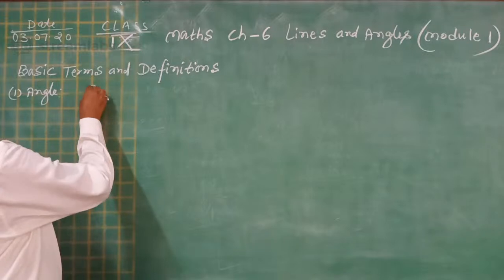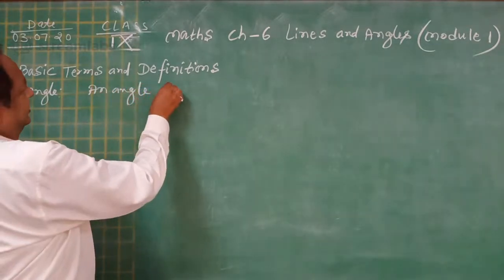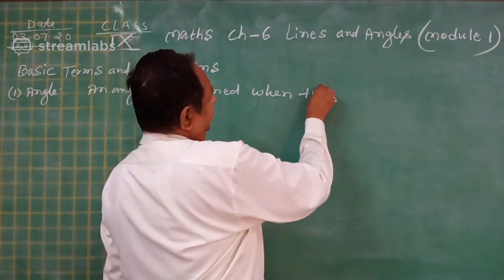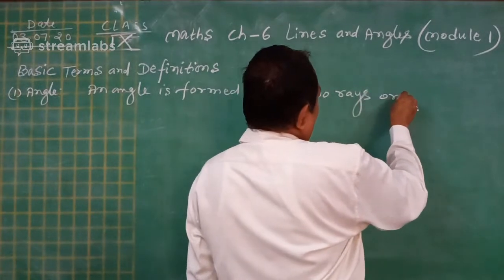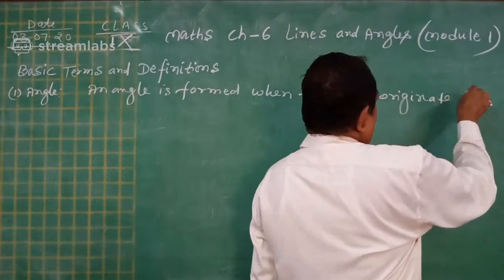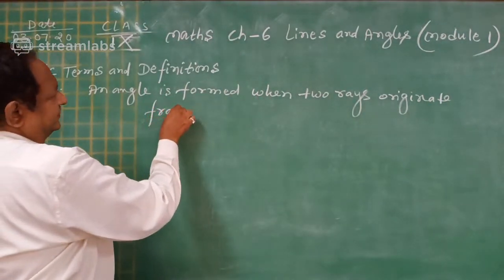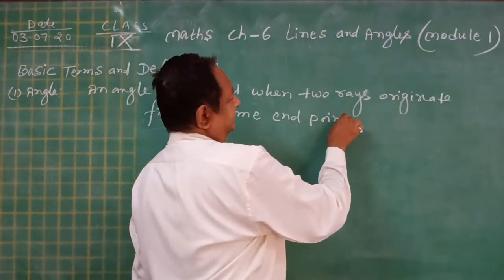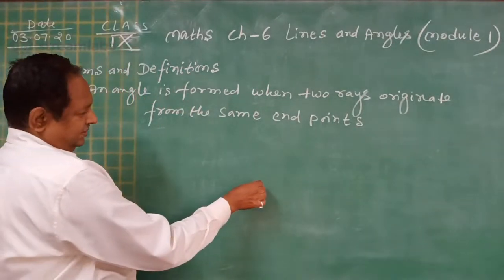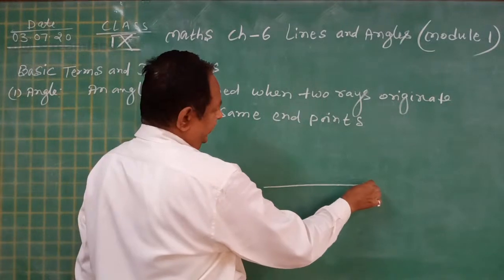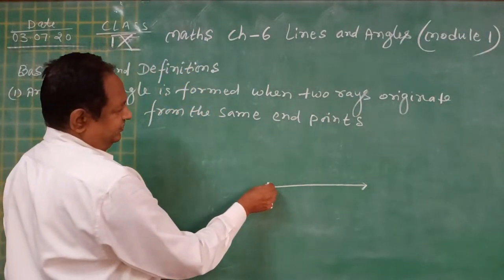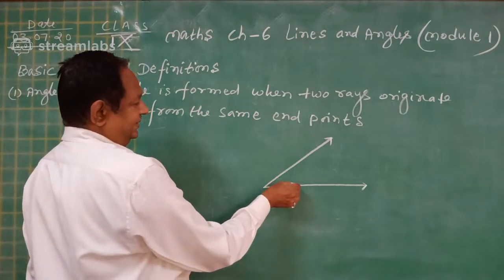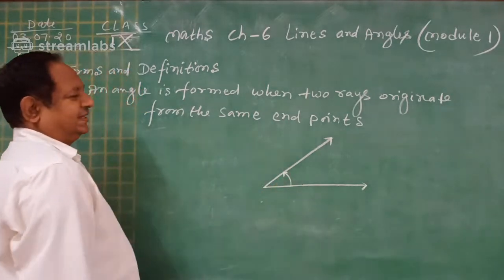So an angle is formed when two rays originate from the same end point. See, here are two rays originating from the same end point. This is the end point and this angle is formed in anti-clockwise direction.